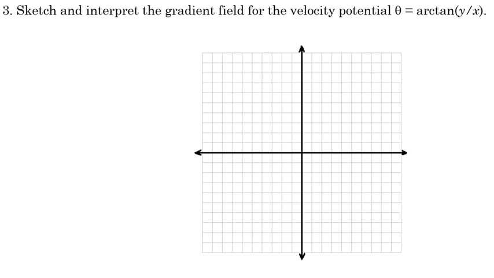Let's take a look at number 3. Sketch and interpret the gradient field for the velocity potential theta equals arctan y over x. So again, we've got theta here, but we could also think of this as z equals arctan y over x. Theta is kind of nice here for your output because it will represent an angle, because we have arctangent.